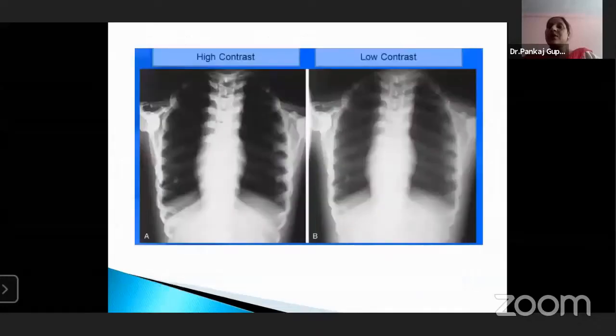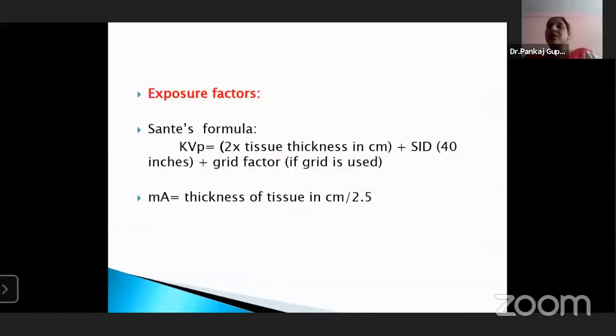Now again, high contrast and low contrast comparison. Now exposure factors. Whenever we take a radiograph, how much exposure should be given? Actually, the exposure factors are given as exposure factor charts with every machine, but for every machine, we have to recalibrate those exposure factors at our institutions depending upon the part to be taken, depending upon the processing solution material, and depending on other factors.